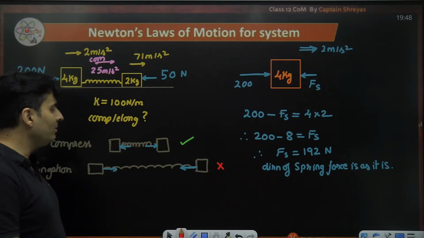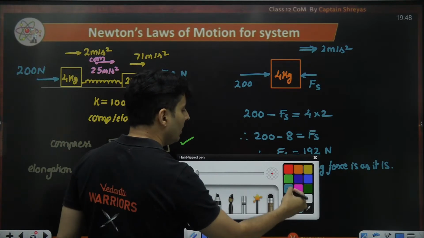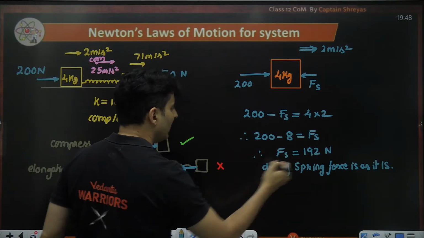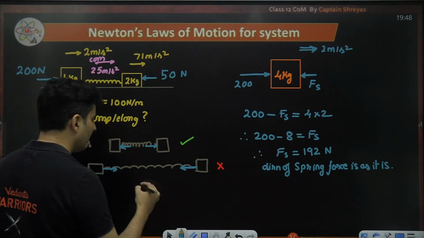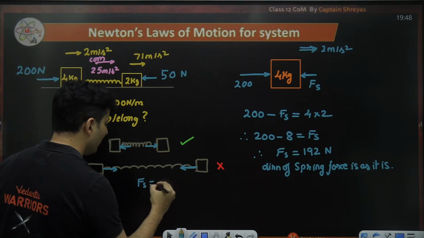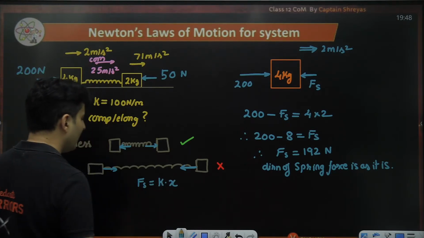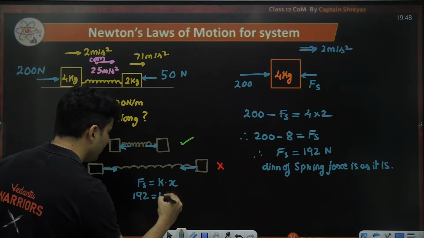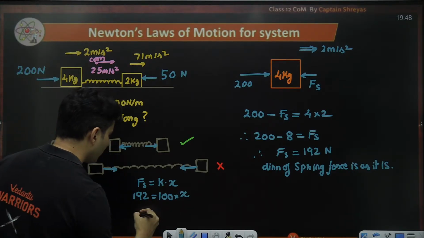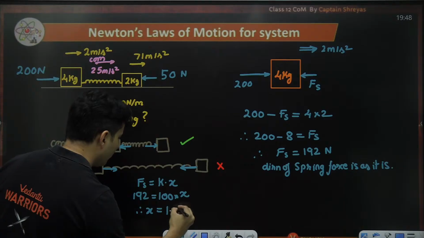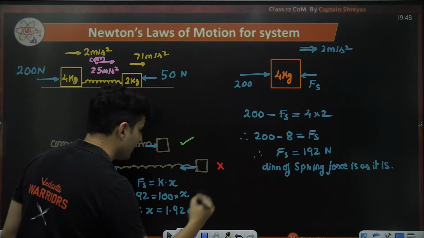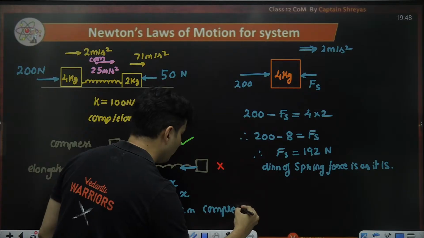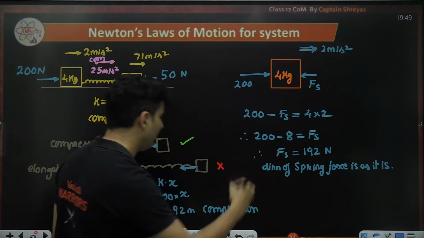And from this, we can find how much is the elongation or compression. In this case, compression. So let's use that. Using this particular scenario, Fs will be spring constant multiplied by x. Fs is 192, k is 100 multiplied by x. Therefore, x will be 1.92 meters, and this will obviously be compression. So this could be a proper JEE Advanced question with a passage.